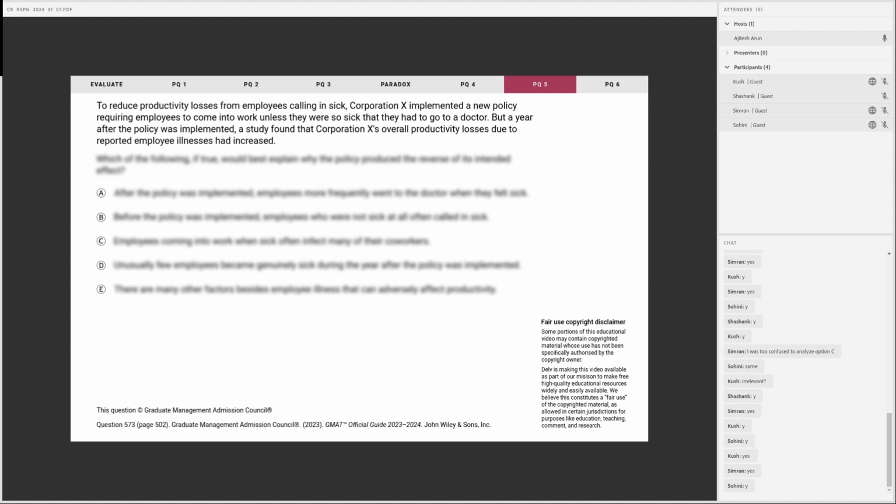They would have expected that if employees are going to have to come to work, then the productivity should go up. But actually, they found that productivity losses due to reported illnesses had actually gone up. So this is what we need to reconcile over here. Now, let's take a look at option A. After the policy was implemented, employees more frequently went to the doctor when they felt sick. Take your time, read option A carefully, check what it tells you and what it doesn't tell you, and then tell me, why should we take option A out?